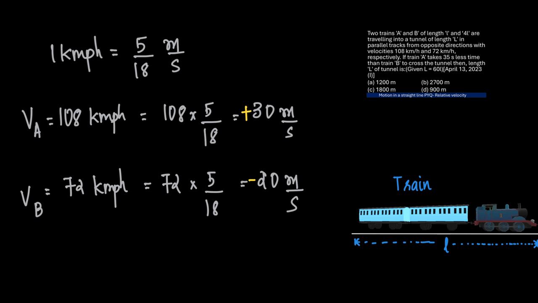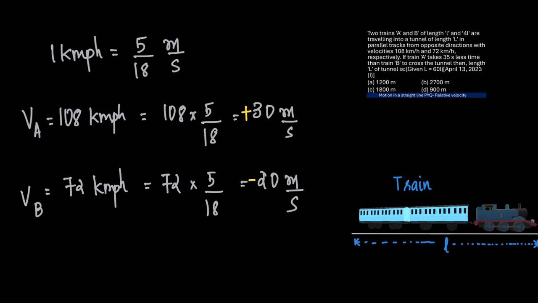So we have 108 km per hour. We know that 1 km per hour is 5 by 18 meter per second. Therefore, 108 km per hour, which is the velocity of A, would be equal to 108 into 5 by 18, which is 30 meter per second. And VB, which is given to us as 72 kilometers per hour, will be equal to 72 into 5 by 18, which is 20 meter per second.